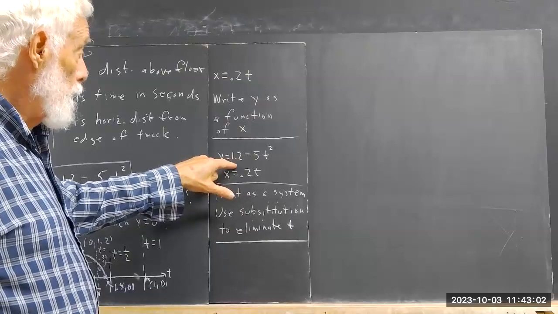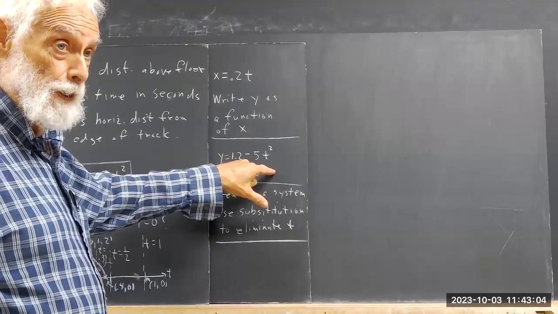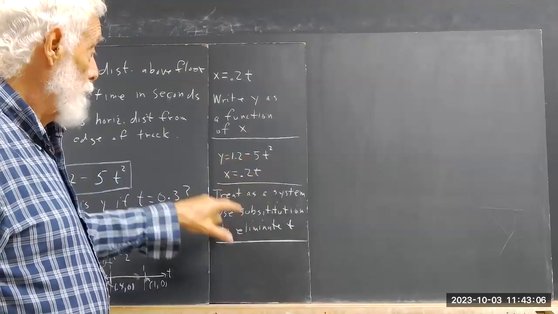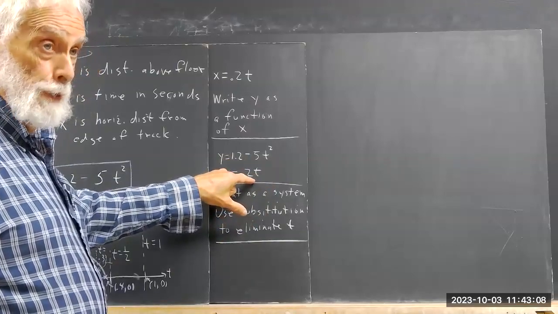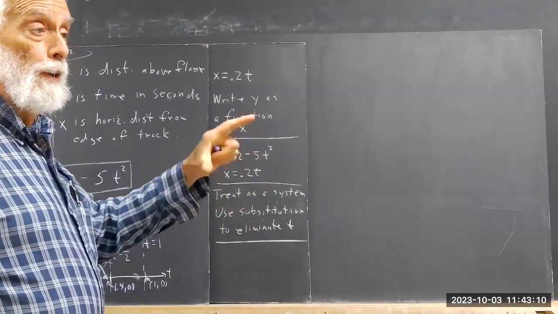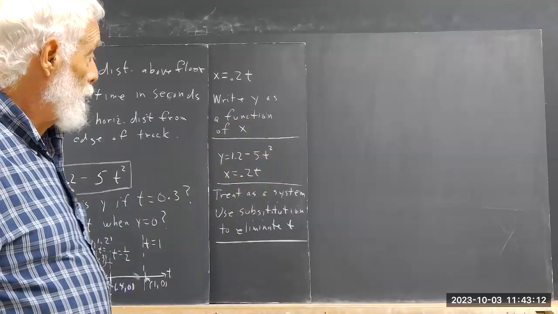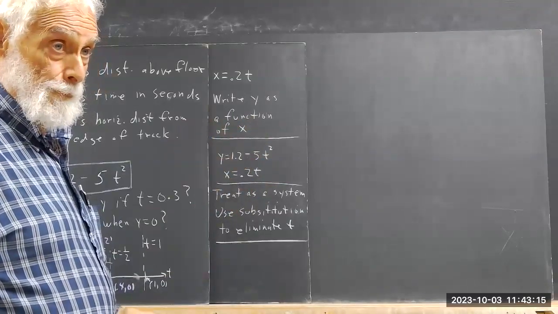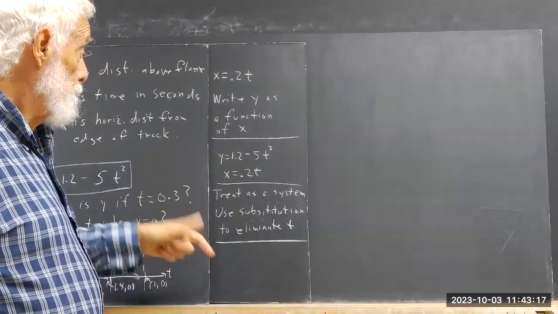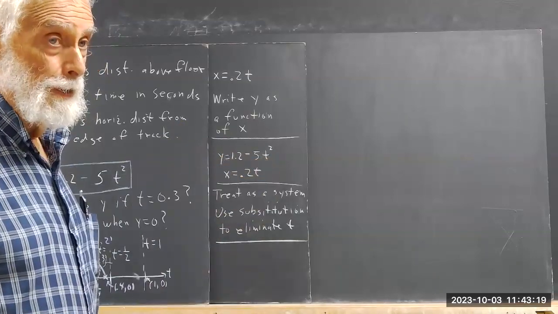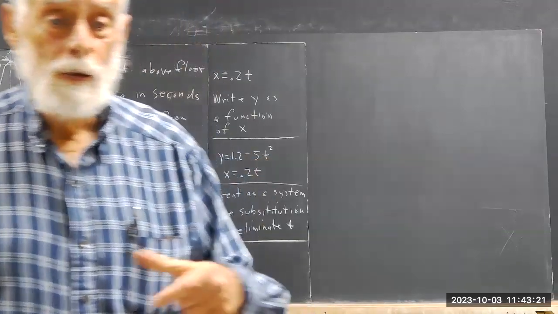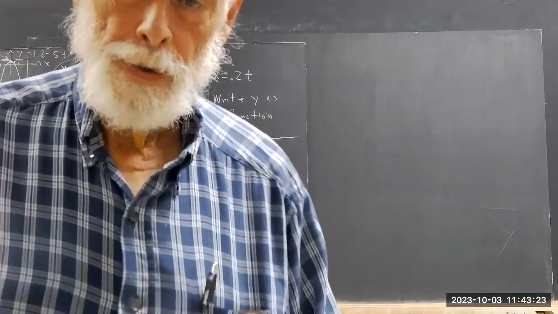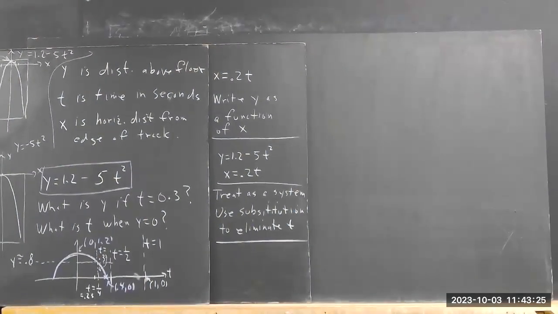Well, we know that y is 1.2 minus 5t squared. And now you know that x equals 0.2t. Can you use the method of substitution to eliminate t from the two equations and get a function of y with no t's in it, with x's instead of t's? Give you a second to see if you can get started on that.